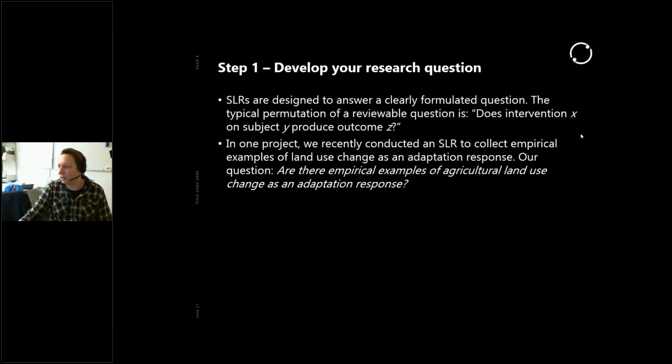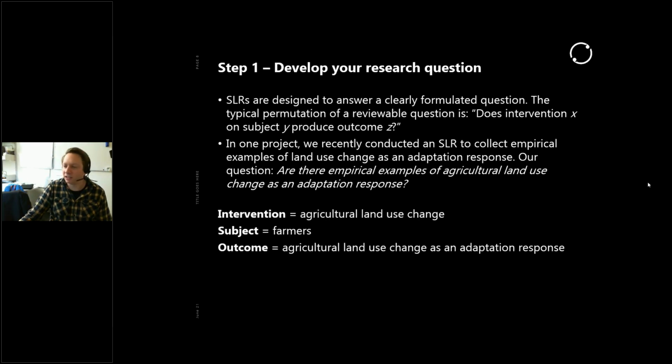Now, this doesn't fit the formula exactly of the research question that SLRs typically do, but you can rework it to note these different elements. So for us, the intervention is agricultural land use change. The subject is the farmers who are doing the agricultural land use change, and the outcome we're looking at is agricultural land use change as an adaptation response.